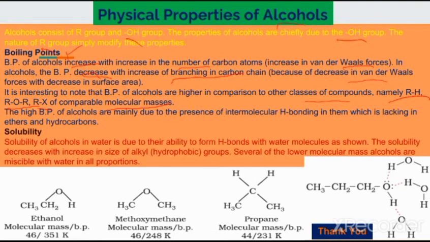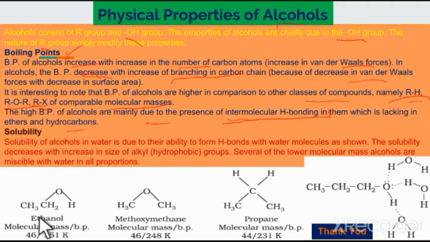This high boiling point of alcohols is mainly due to the presence of intermolecular hydrogen bonding. These alcohols undergo intermolecular hydrogen bonding, so they have the higher boiling point, but the hydrocarbons, ethers and alkyl halides do not have this intermolecular hydrogen bonding. As a result, the boiling points of these compounds are less when compared with alcohols of comparable molecular masses.